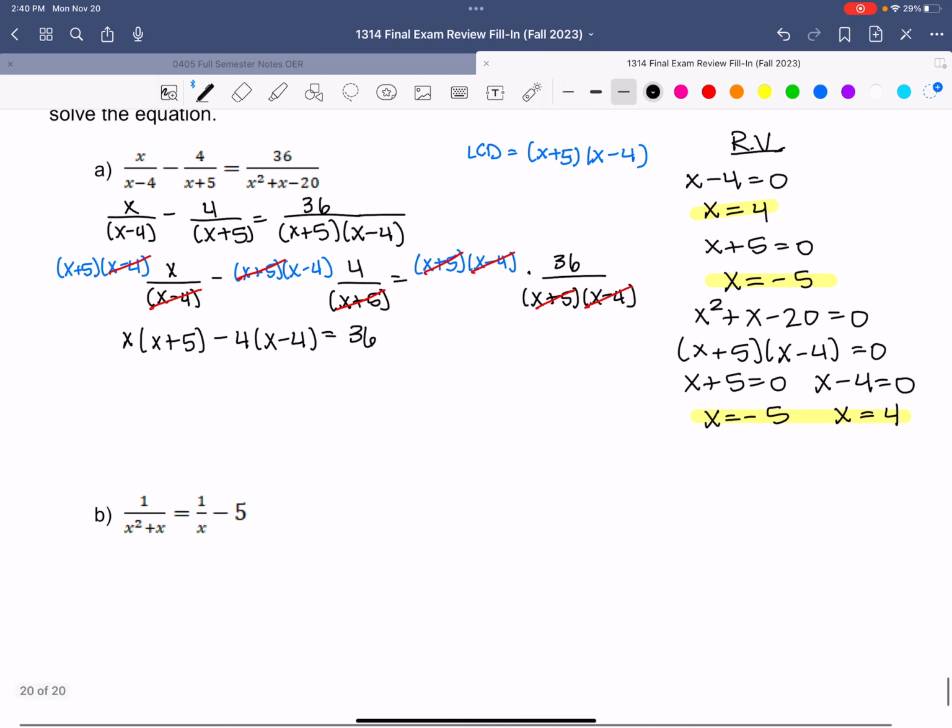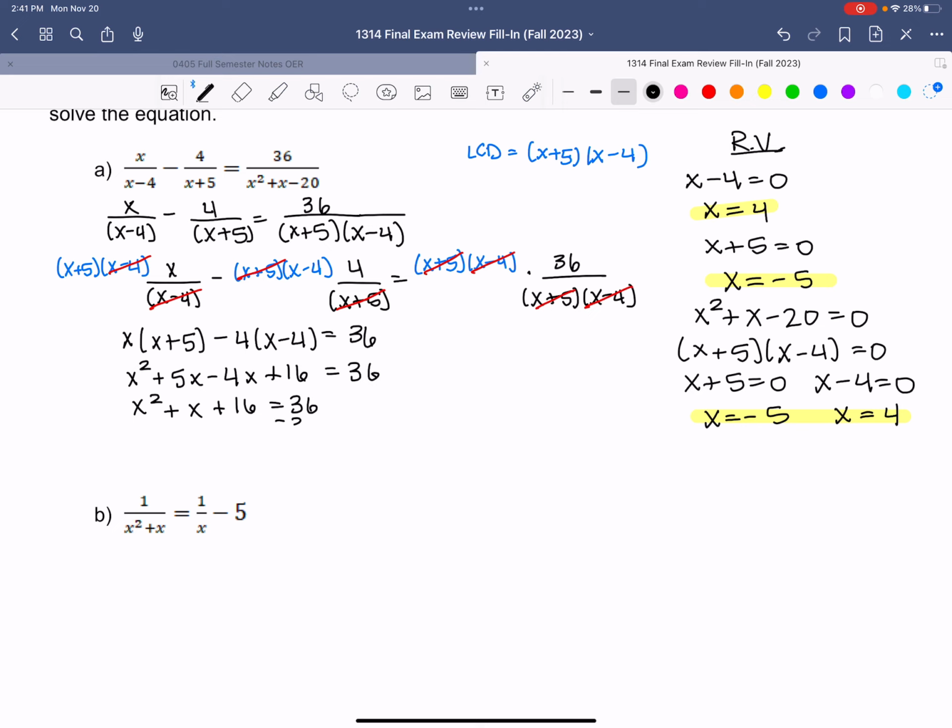Okay, so now let's distribute and combine like terms and all that good stuff. Man, I did not leave enough space for this problem. This is going to be x squared plus 5x minus 4x plus 16 equals 36. So when I combine my like terms here, I get x squared plus x plus 16 equals 36. But now I need to subtract the 36 over. So x squared plus x minus 20 equals 0. And now I have a quadratic equation that needs to be solved.